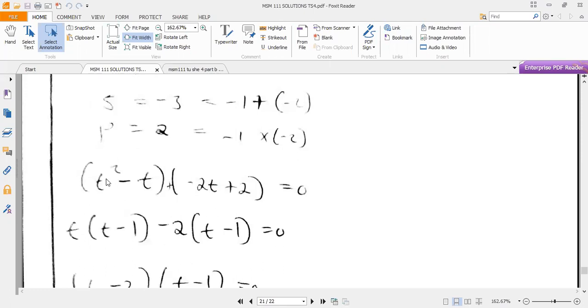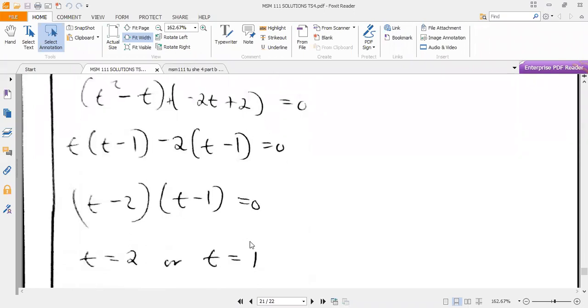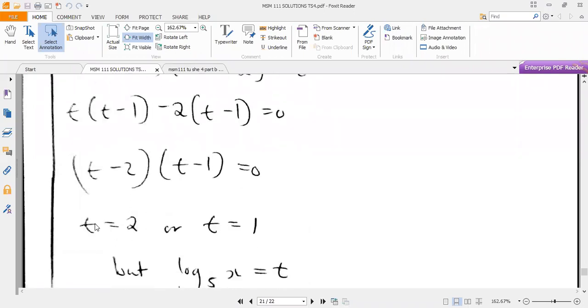So when you have something like this, what is common in this part? We know that t is common. We factor out the t. You remain with t minus 1, right? Then here, what is common? -2 is common, isn't it? So when you factor out the -2, we remain with t minus 1. So I've noticed that t minus 1 is common, so I've managed to factorize. You have (t minus 2)(t minus 1) equals 0. So when that is equal to 0, we can solve, isn't it? So t is equal to +2 or t is equal to +1.